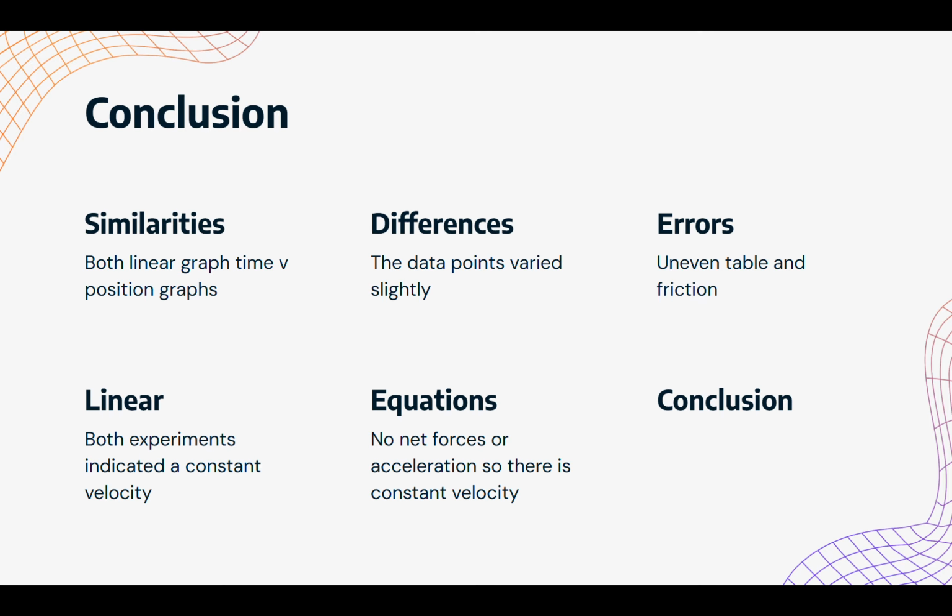In conclusion, this lab reveals that the tracker data behaved as expected by having linear data indicating a constant velocity in the experiment. The simulation data supports this because the experiment behaved similarly to the simulation. This also supports the principles of Newton's second law as there are no net forces, therefore no acceleration, resulting in the constant velocity shown in both graphs.